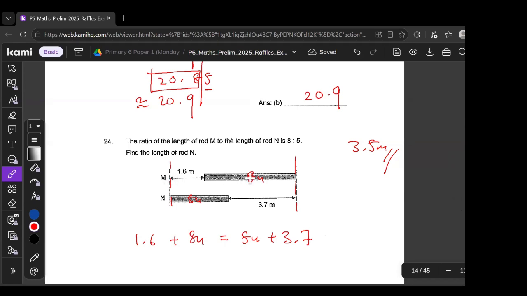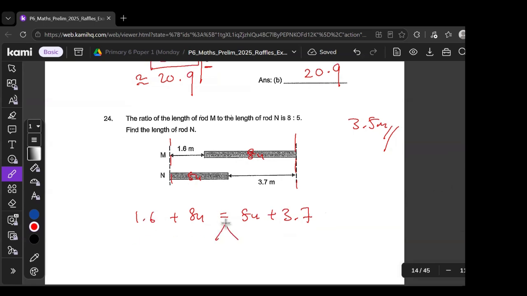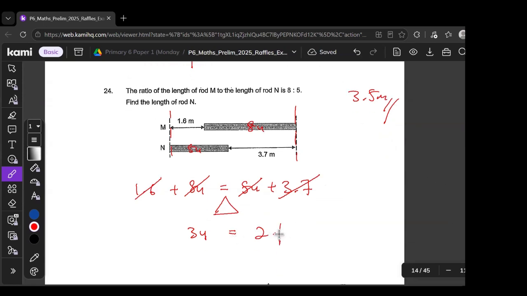So 1.6 plus 8 units is equal to 5 units plus 3.7. All right, so how to do that? Then this is like a beam balance, right? So you take out 5 units, left side becomes heavy, you take out 5 units. So you have 3 units left. Then take out 1.6 on the left side, the right side becomes heavier. So you also take out 1.6. 3.7 minus 1.6, you will get 2.1. So your 3 units is 2.1.